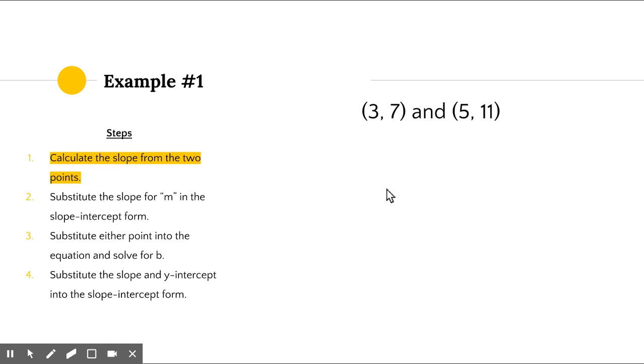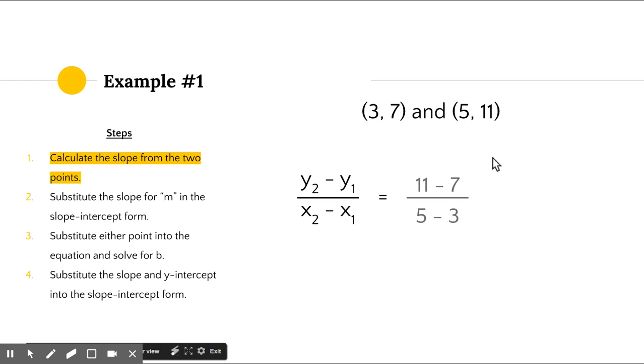So we've been given 2 points, and our first step is calculate the slope. And we know we have to use this formula, which is our y2 minus y1 over x2 minus x1. And when I plug this in, I end up with 11 minus 7, so subtracting our y's, and 5 minus 3, where we subtract our x's. And that gives us 4 over 2, which becomes 2. So we found our slope.